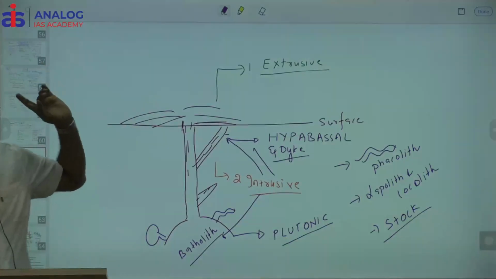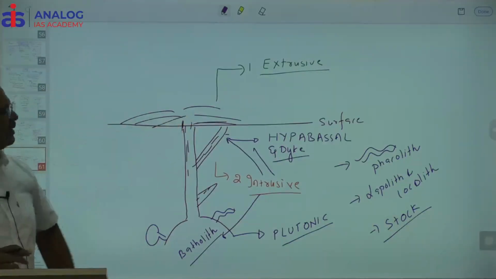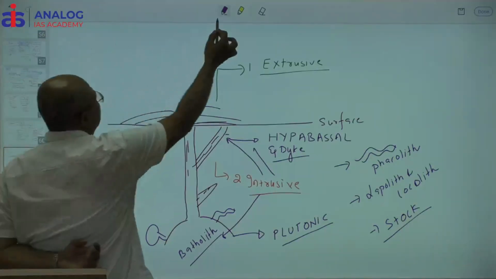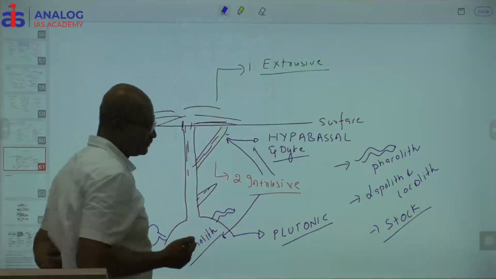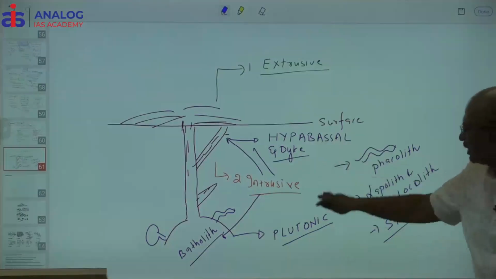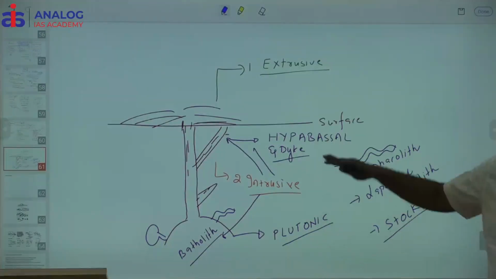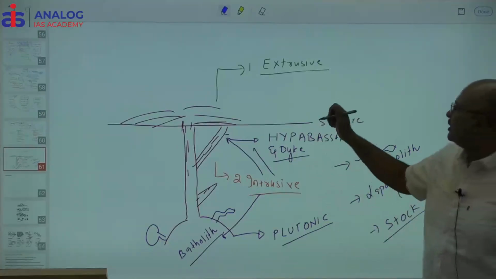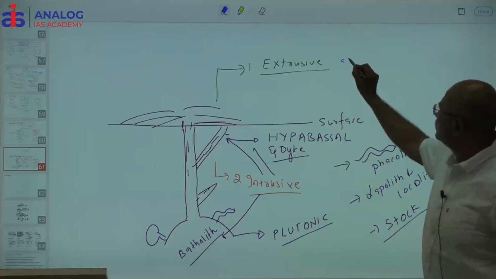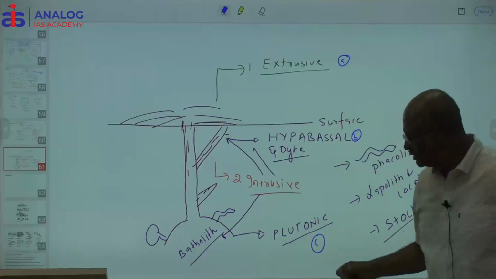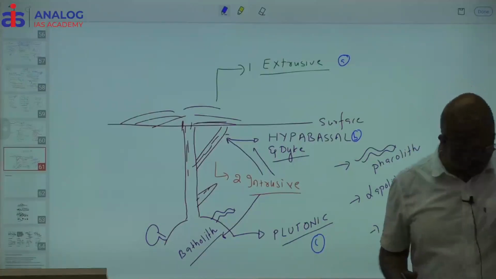So this is how igneous rocks are seen. One classification is based on the composition. The second is based on where they are deposited: extrusive and intrusive. Batholiths, lopoliths, laccoliths, stalks, they are all intrusive rocks, and above that we have extrusive rocks. Now, if you take the area, this is extrusive rock, this is hypabyssal rock, and then you have plutonic rocks. The magma will be the same.